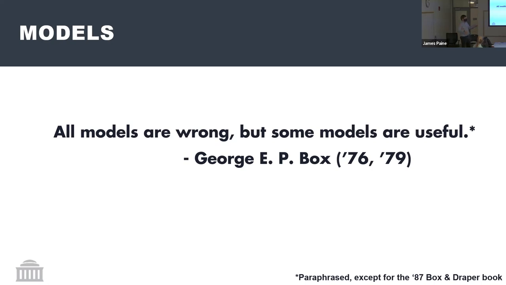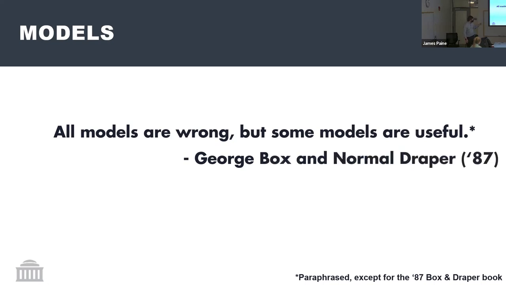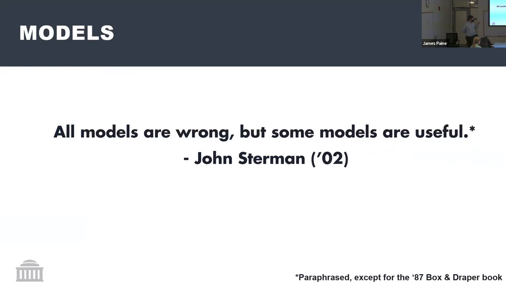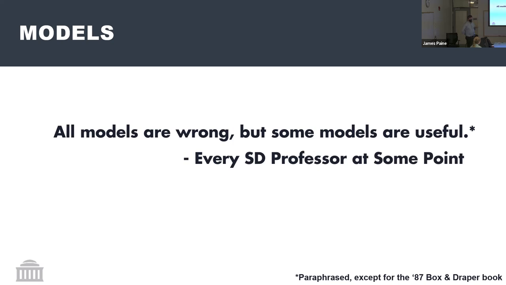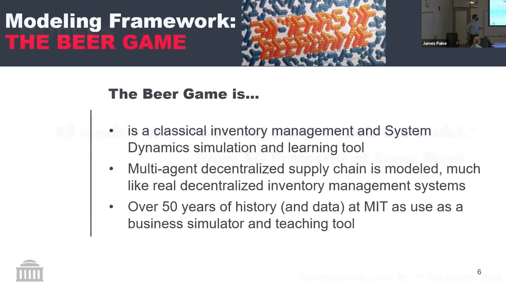So if we're talking about model versus model-free approaches, one thing we need to talk about is what sort of model we are talking about. Classic quote here about models: all models are wrong, some models are useful. From George Box, he actually said this explicitly using that exact language in this book from 1987, along with Draper. Paraphrased, John Sterman used a similar expression in a paper of his from 2002. And essentially every system dynamics professor at some point or another says this phrase. So with that being said, all models are wrong, some models are useful. We need some sort of environmental model for both of these approaches. Mine is the beer game.